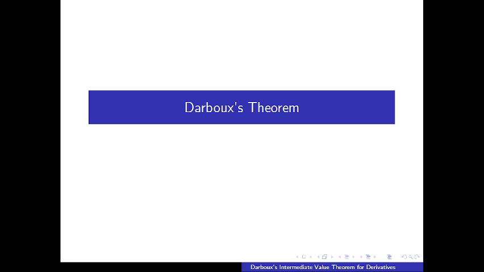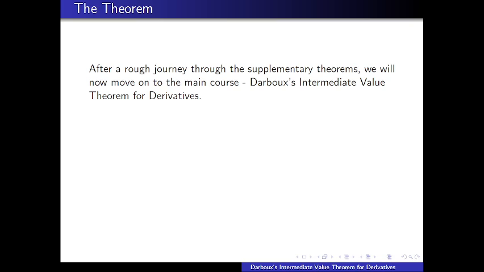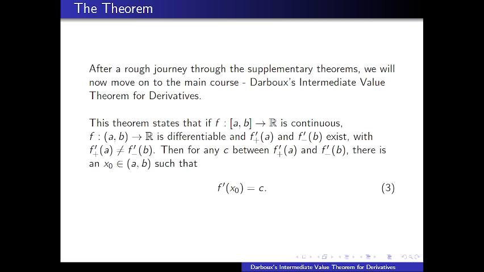Now for the long-awaited main course, Darboux's intermediate value theorem for derivatives. Before moving on, I would like to state that we want to recycle some letters and notations. So try to forget everything related to, say, a, b, c, or f, or g, or h, okay? Then, here's the definition of the theorem. Well, you can read it yourself, right?